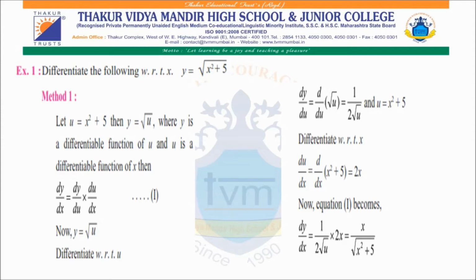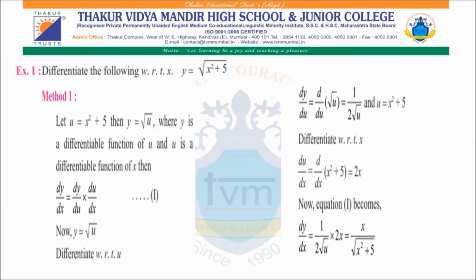Then by the chain rule we have dy by dx equals dy by du into du by dx. Now since y is equal to root of u, differentiating it with respect to u, we get dy by du is equal to 1 upon 2 root u. Okay, and u is x square plus 5. Now again differentiating u with respect to x, du by dx equals d by dx of x square plus 5. The derivative of x square is 2x and the derivative of 5 is 0. So we get 2x.